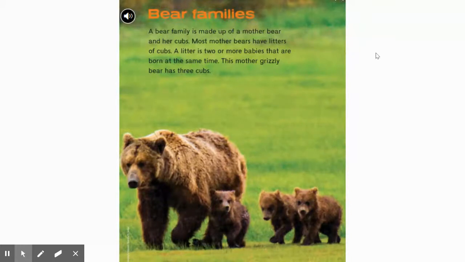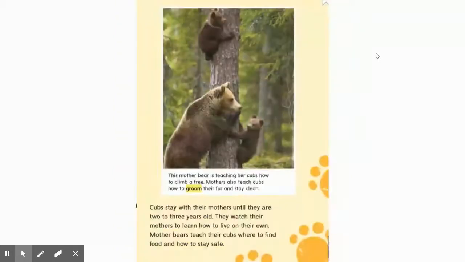A bear family is made up of a mother bear and her cubs. Most mother bears have litters of cubs. A litter is 2 or more babies that are born at the same time. This mother grizzly bear has 3 cubs. Cubs stay with their mothers until they are 2 to 3 years old. They watch their mothers to learn how to live on their own. Mother bears teach their cubs where to find food and how to stay safe.